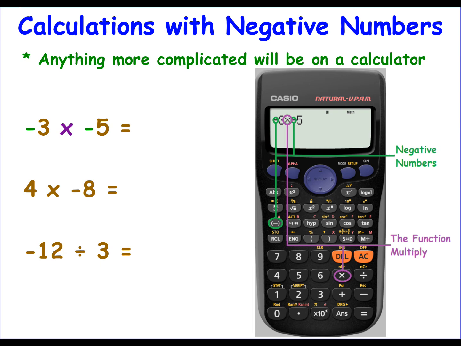It's the same for multiplying and dividing numbers. When you have a negative number, the minus sign on these negative numbers are this button here on your calculator, the negative sign in brackets. Try these calculations that are on the screen on your calculator now to make sure you get the correct answers. So minus 3 times minus 5 is positive 15. 4 times minus 8 is minus 32. And minus 12 divided by 3 is minus 4.